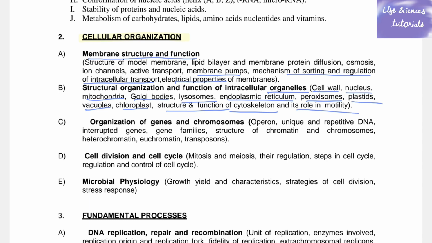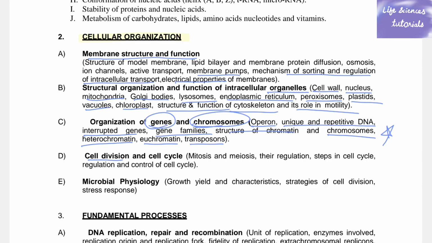its role in motility. Next, we have the organization of genes and chromosomes, obviously very important parts of the cell. Here we have included a little deeper concepts like what is operon, unique and repetitive DNA, interrupted genes, gene families, structure of chromatin, chromosomes, heterochromatin, euchromatin, transposons. Obviously, many of these things we start studying from our 11th, 12th itself, like what are genes, what is chromatin, its packaging, chromosomes. If you are thorough with all these concepts, then it is much easier to understand other topics also, like how the cell divides.